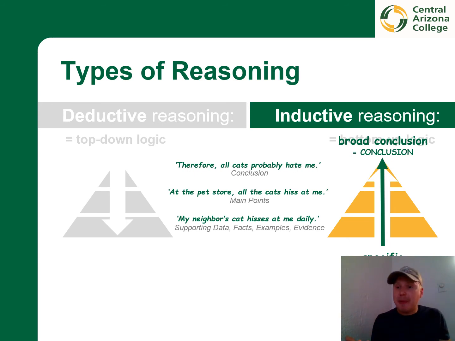And we end up with the following statement for our example. Since my neighbor's cat hisses at me daily, and at the pet store all the cats hiss at me, we can conclude that therefore all cats probably hate me. Can you see how we have gone from one single specific individual observation through a bit more general series of observations into drawing a general theory level statement about the matter?